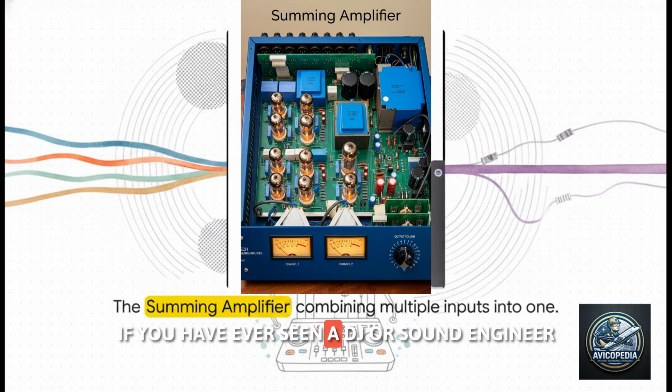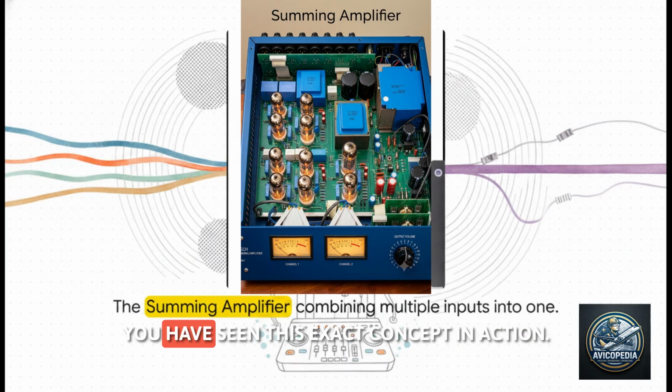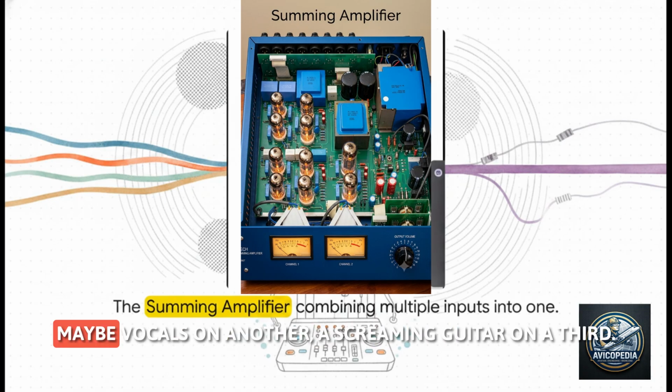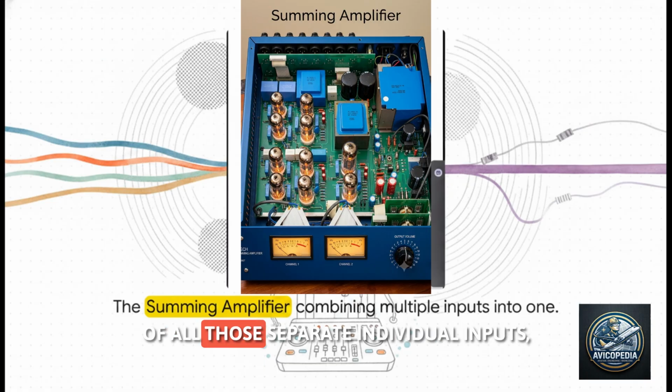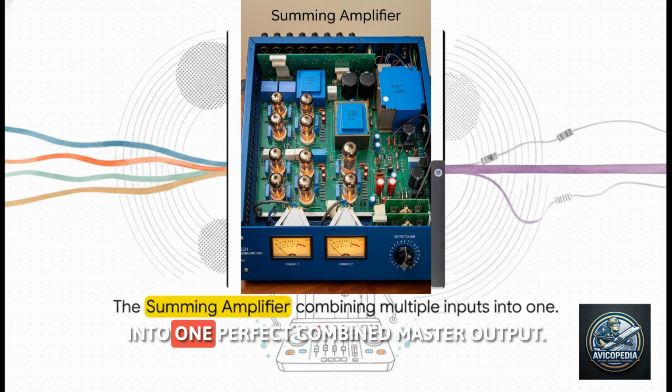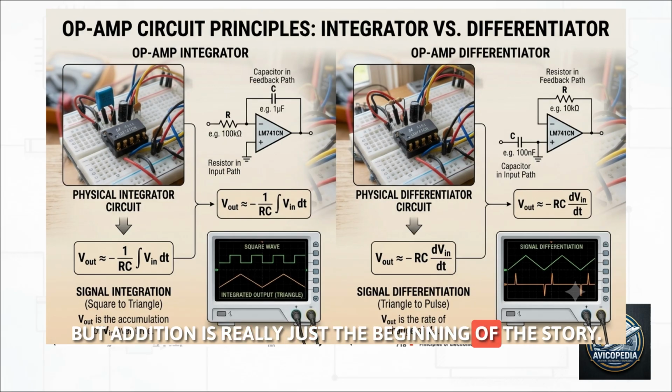If you have ever seen a DJ or sound engineer working at one of those massive audio mixing boards, you have seen this exact concept in action. You've got a drum track on one channel, maybe vocals on another, a screaming guitar on a third. The summing amplifier literally takes the electrical voltage of all those separate individual inputs and adds them together algebraically into one perfect combined master output. But addition is really just the beginning of the story.